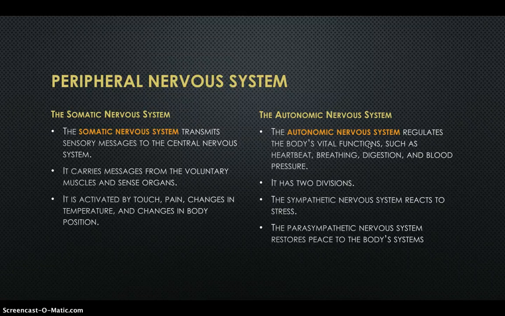Your peripheral nervous system. This is made up of the somatic and the autonomic nervous systems. The somatic nervous system transmits sensory messages to the central nervous system. It carries messages from the voluntary muscles and sense organs. It is activated by touch, pain, changes in temperature, and changes in body position. The autonomic nervous system regulates the body's vital functions, such as heartbeat, breathing, digestion, and blood pressure. And it has 2 divisions. The sympathetic nervous system reacts to stress, and the parasympathetic nervous system restores peace to the body's systems.